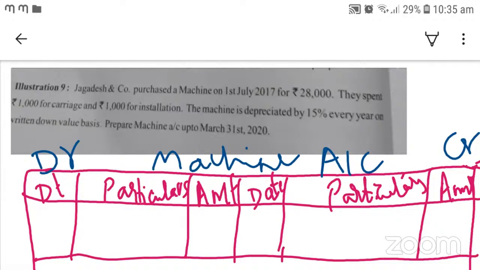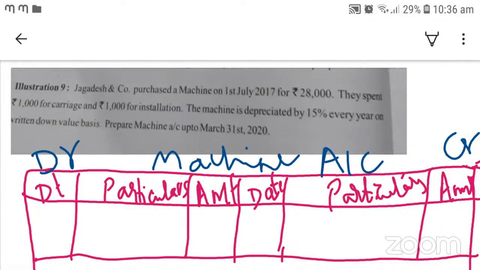Okay, July 2000. Madam, conclude, madam. Sir, conclude. Okay, this is the pro forma of machine account. So this is the assignment for you. This is the question. Okay, we have to prepare machine account for the 3 years.